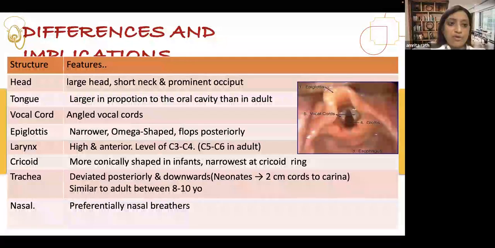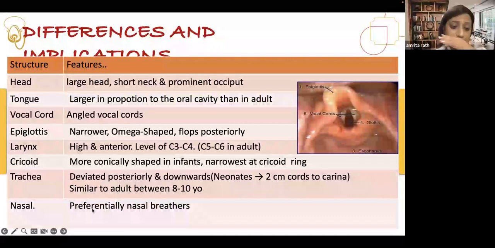Whereas in case of a pediatric, the angulation is similar on both sides, around 45 to 50 degrees. So in adults, the chance of right-sided endobronchial intubation is high, whereas in pediatrics, there can be equal chances of endobronchial intubation. So auscultation post-intubation for positioning is very essential.